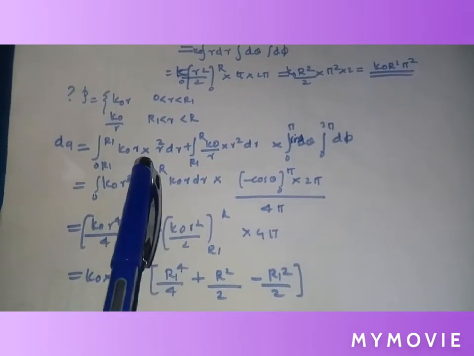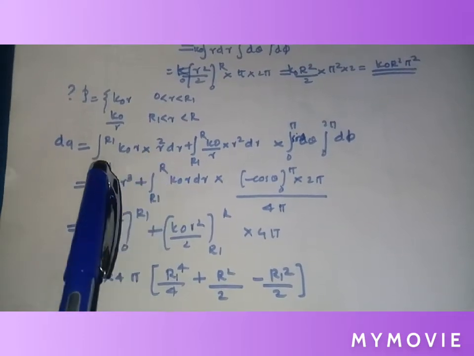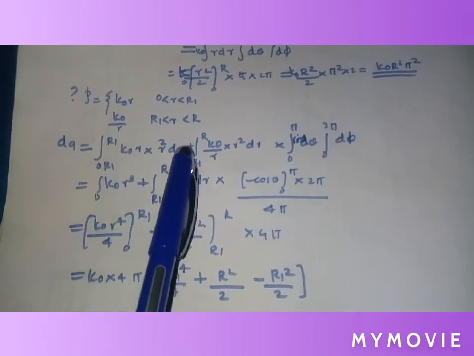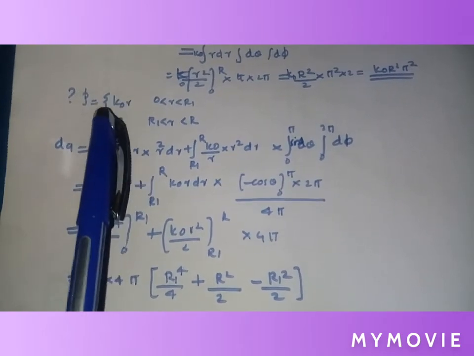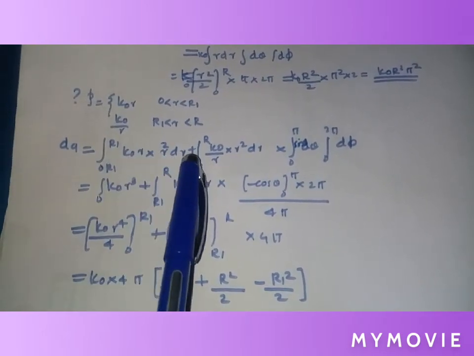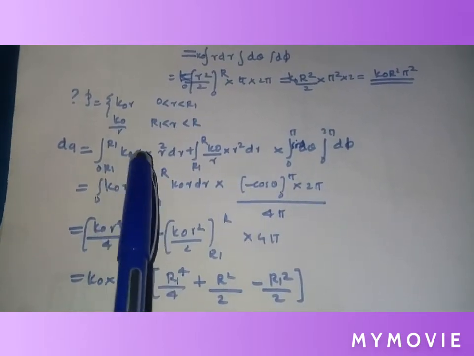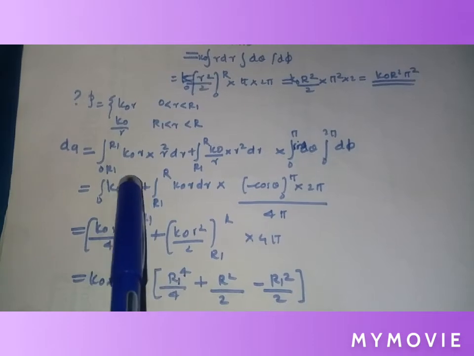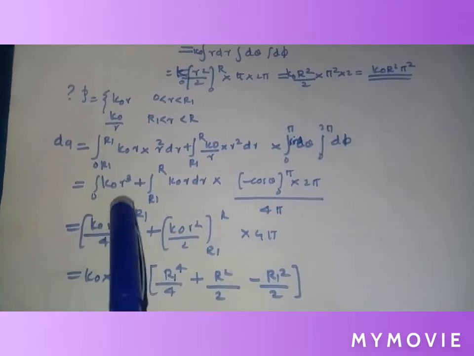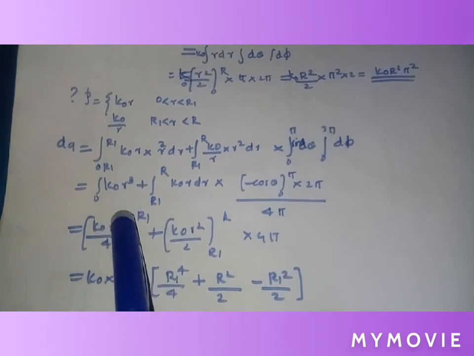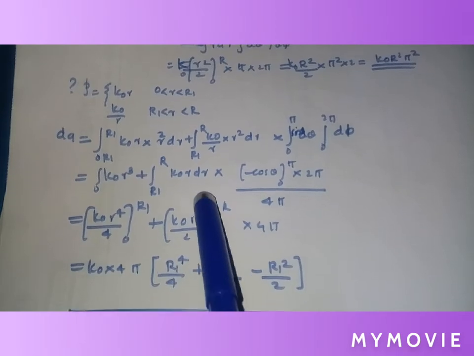Okay. And here we know that there are two ranges, that is 0 to capital R1 and R1 to R. So for 0 to R1, the function is k naught r into r square dr. For R1 to R, that is k naught by r into r square dr. After this we have k naught r cube integration and k naught r dr integration. We get k naught r power 4 by 4 from 0 to R1, and k naught r square by 2 from R1 to R.